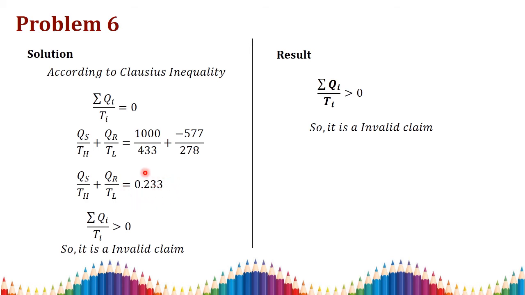The value will be 0.233. So this value is greater than 0. If the cyclic integral of dq by T is greater than 0, then it is an invalid claim. So it is not a possible cycle.